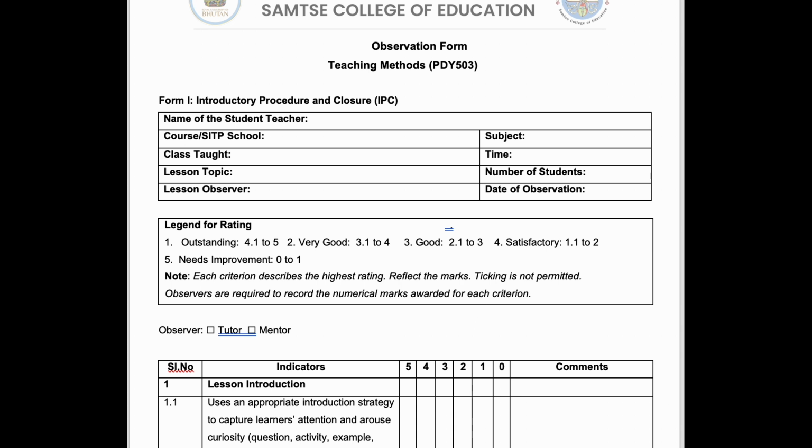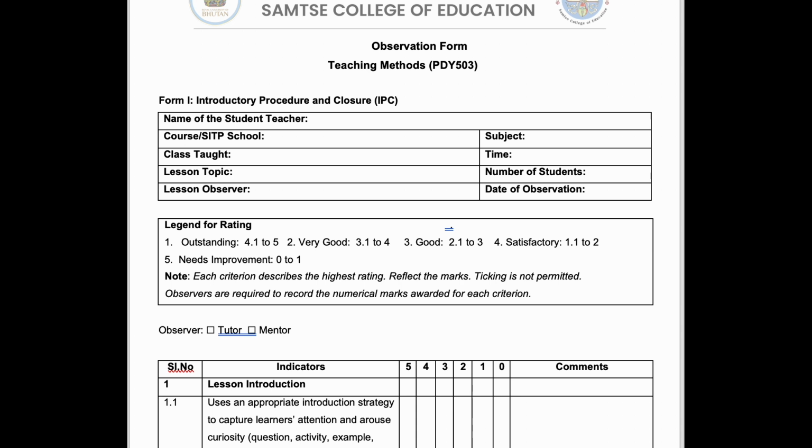Before we get into the form, let me explain how the students are rated. Legend for rating. The rating scale is designed to help observers assess teaching performance in a clear, consistent and objective way using numerical scores instead of simple ticks or labels. It uses a 5-point range where each level represents a different degree of achievement for a given criterion.